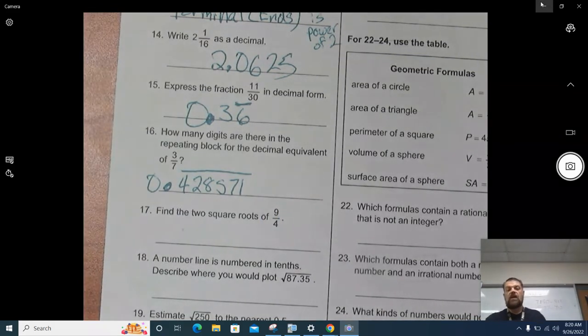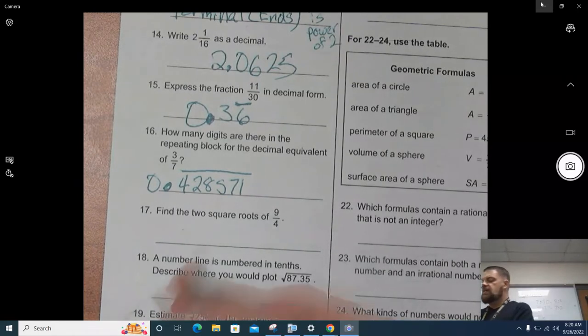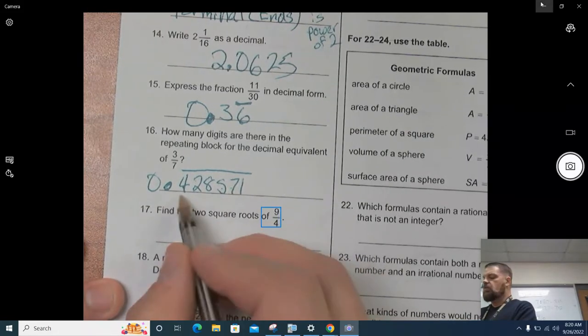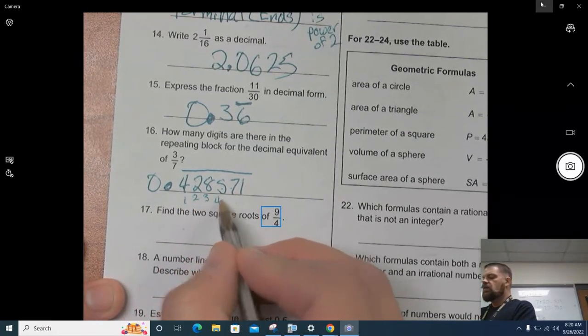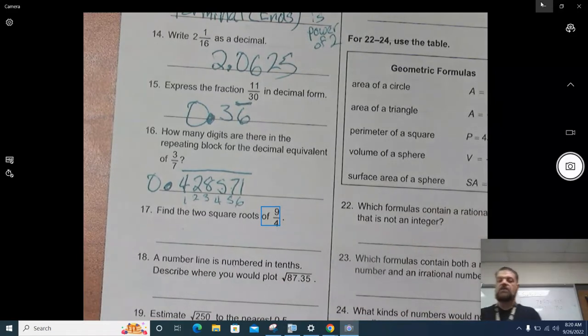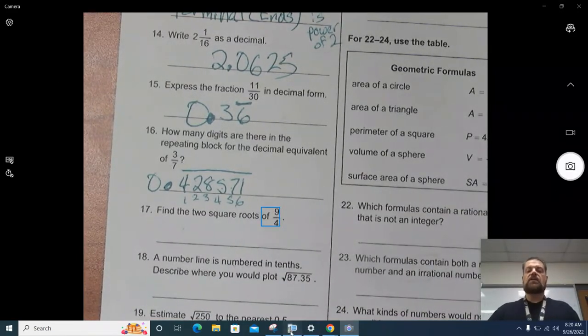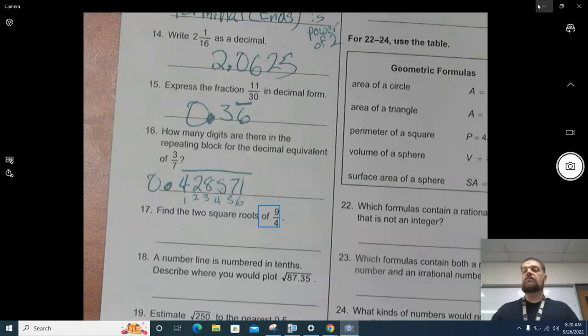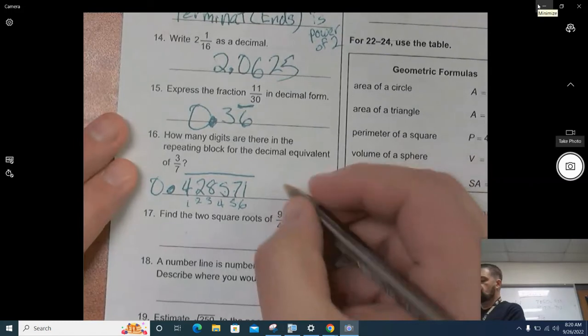All right. So we need to count how many digits that is. So it's 1, 2, 3, 4, 5. Wait, let me count again. 1, 2, 3, 4, 5, 6, and then the pattern repeats, right? So let's look at that real quick. I have 4, 2, 8, 5, 7, 1, and then it has 4, 2, 8, and the calculator rounded it to 6, but we know that the pattern repeats. So that is 6 digits, right? Any questions on that one?